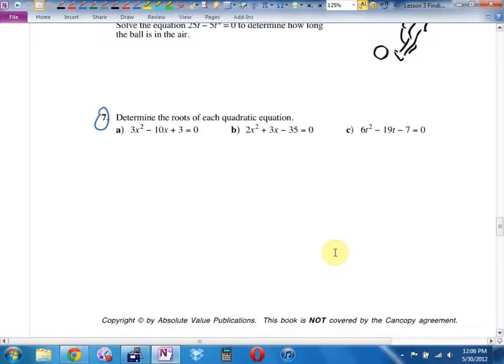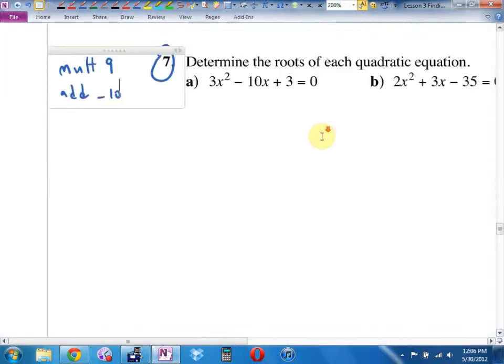What kind of an equation is it? It's a quadratic. How do I know? It's got a squared. Is it equal to 0? Check. GCF? Don't know. Sure would have been nice if there was a GCF of a 3, because then I could have pulled a 3 out and everything's easier to factor. I'm going to look for two numbers, it looks like, that multiply to 9 and add to negative 10. And I'm going to zoom in so you can see what I'm writing.